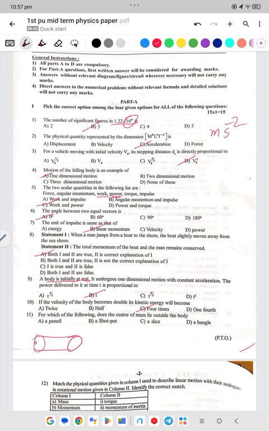The center of mass of this lies here. A shot put is a sphere. The center of mass is concentrated towards the center. A dice, the center of mass is also concentrated at the center. Where it comes to a bangle, the center of mass is concentrated around the circumference of that bangle, and hence we call it a bangle.